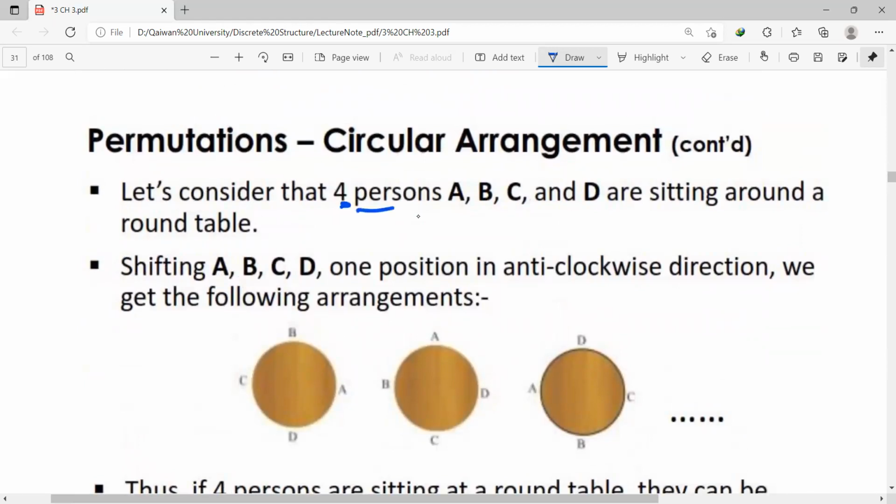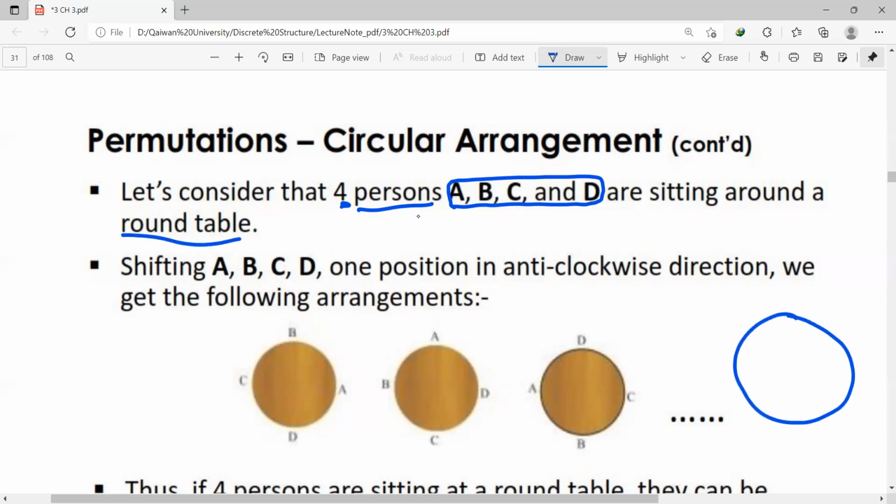Here we have 4 persons: A, B, C, and D. These are sitting around a round table. We want to sit 4 people around the table. In how many ways can we do this?